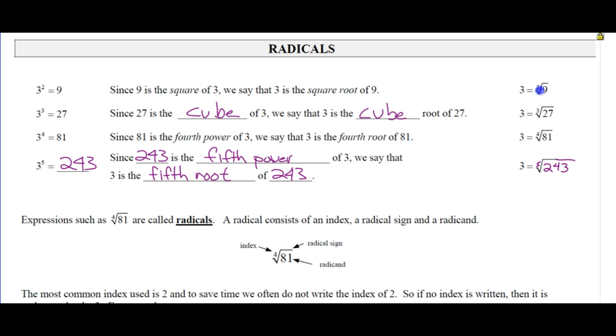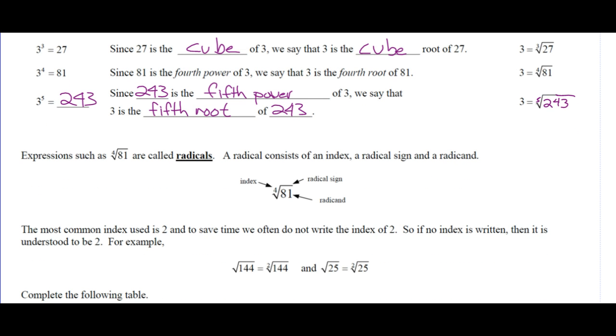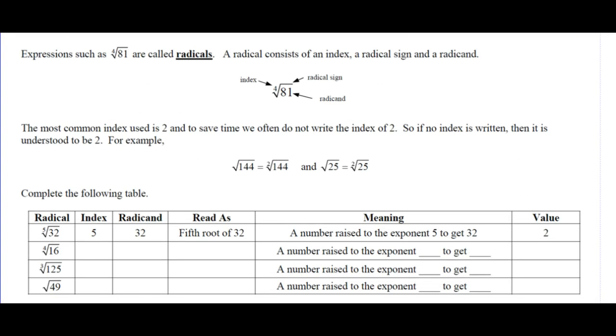So expressions such as the fourth root of 81 are called radicals. A radical consists of an index, which tells you which root, unless it's not there. A radical sign, which is that symbol, and the radicand, which is the thing you are taking the root of. Most common index used is 2, and to save time, we often do not write the index of 2. So if no index is written, then it is understood to be 2.